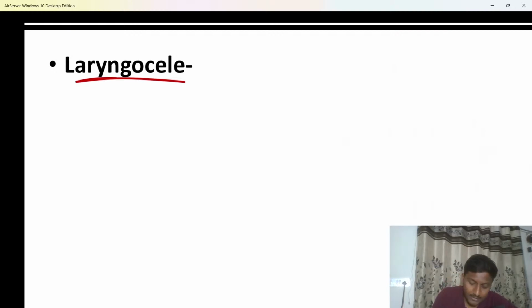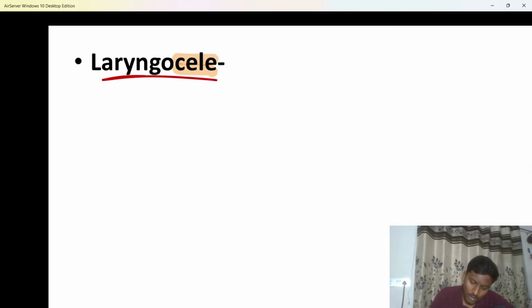Now इसी नाम में ही सब कुछ है बेटा. Cele मतलब cavity. Yes, cele का मतलब होता है cavity या sac, ठीक है. तो यहाँ पे laryngocele means there is a sac or a cavity which is formed inside the larynx, ठीक है. Now I hope all of you are quite aware.